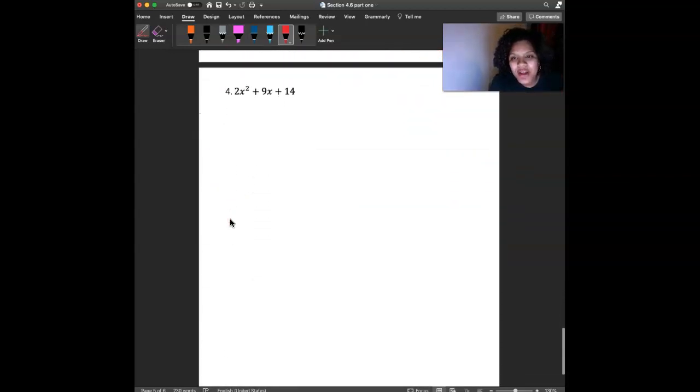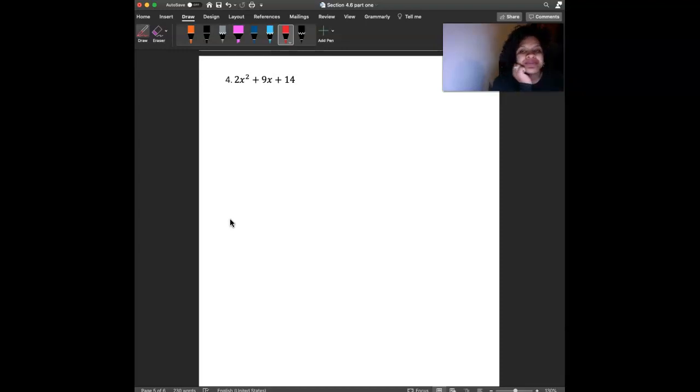Last step. I feel like I'm out of breath. Okay, so yes, the 2 and the 14 do have a 2 in common, but the 9 does not. So no GCF. We're going to go ahead and try to do the multiplication. So the A times the C. So 2 times 14, that gives you 28. Factors of 28. Let's use this guy. 1 times 28, 2 times 14, 4 and 7.